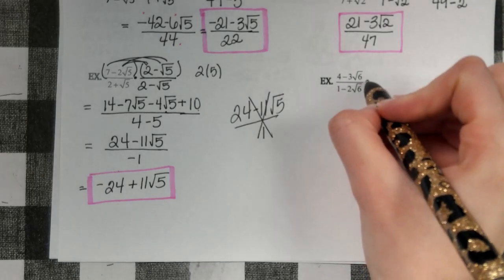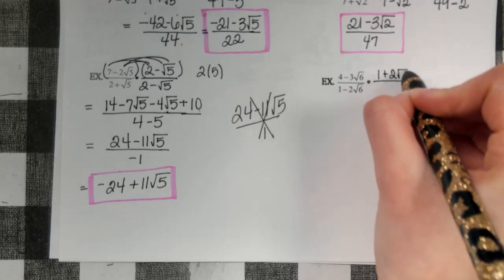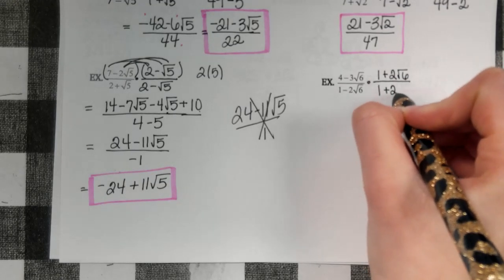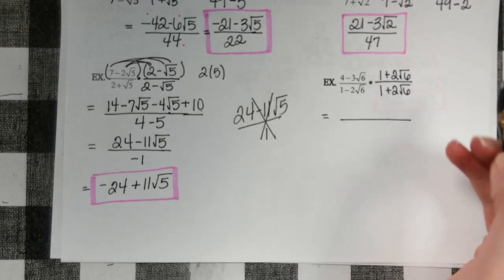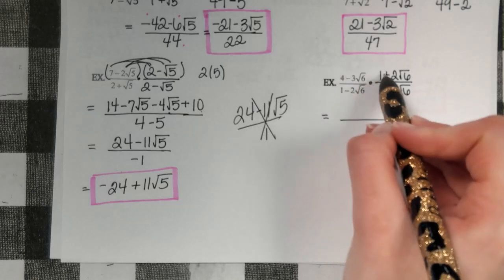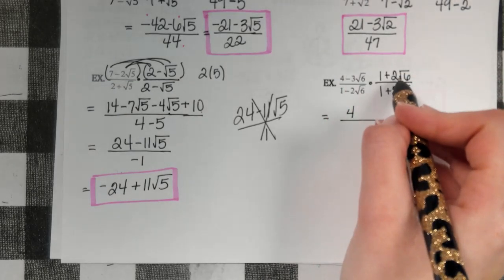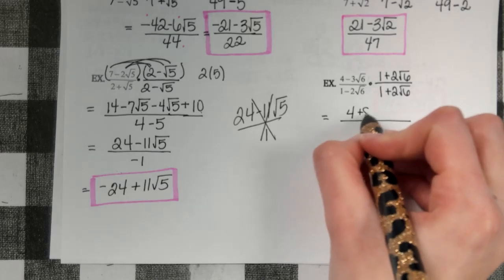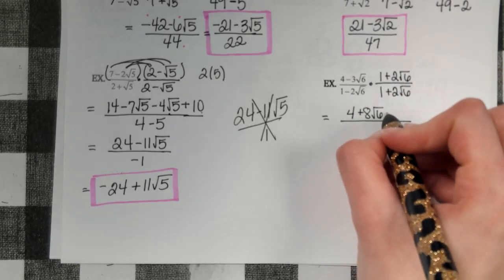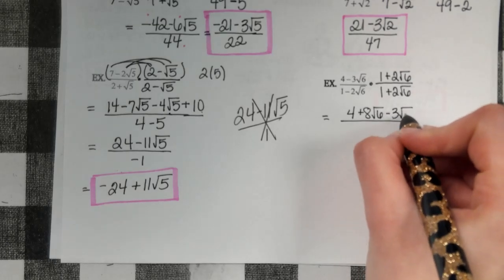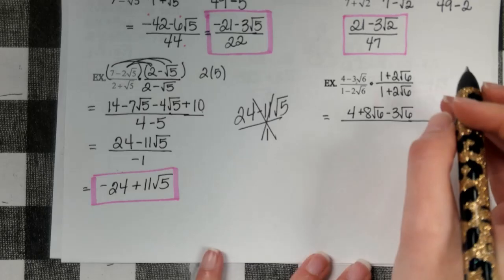What do you multiply by? 1 plus 2 square root of 6. So when you FOIL the numerator, 4 times 1 gives you 4, 4 times 2 square root of 6, negative 3 square root of 6 times 1, and then negative 3 square root of 6 times 2 square root of 6.